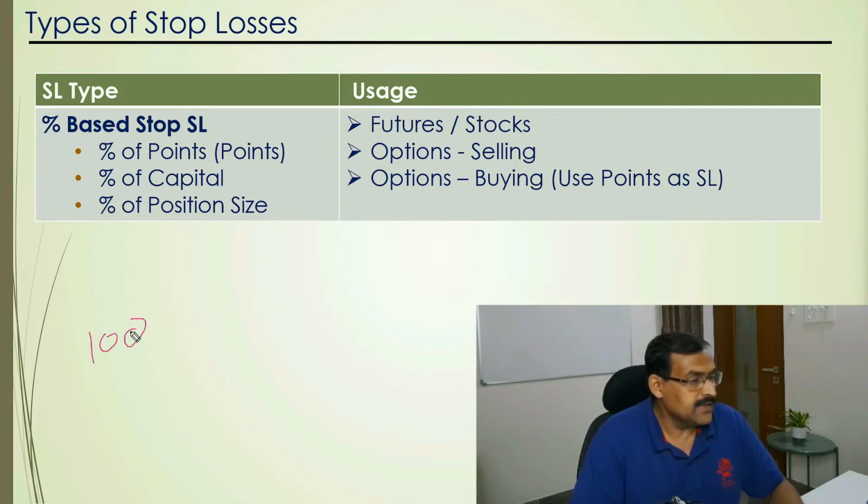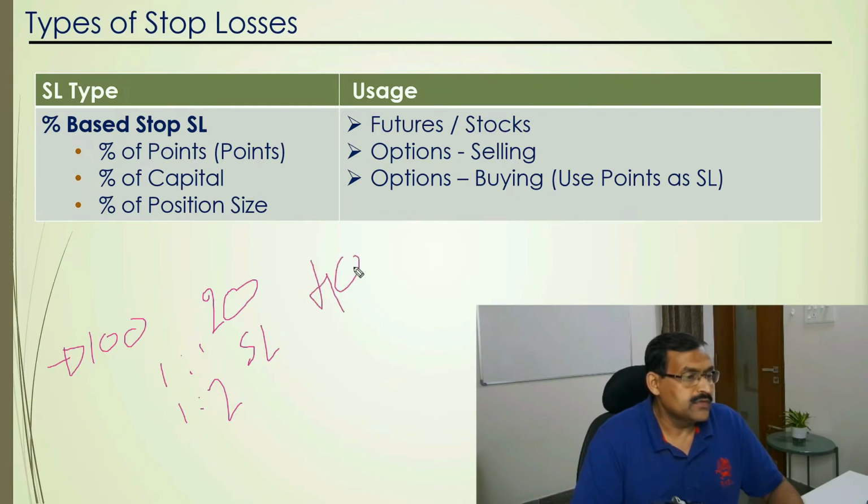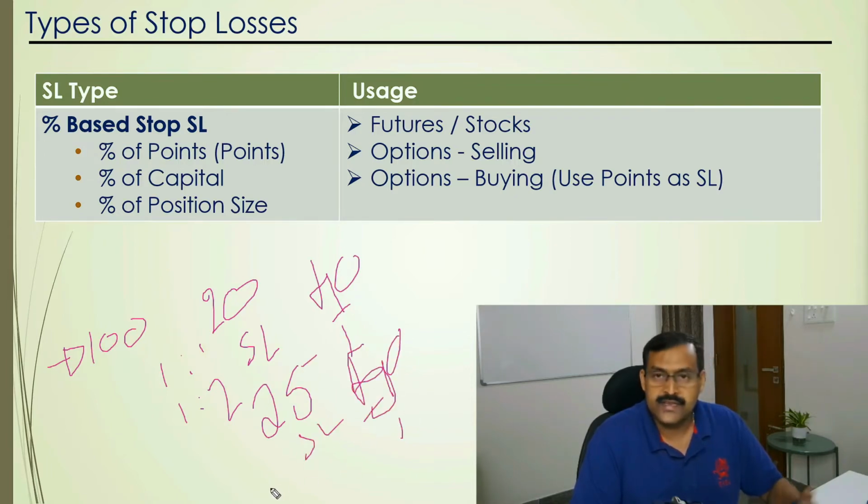And just to touch upon, if the premium or the points that are bought or sold is 100, you can go for 1:1 or 1:2 kind of stop losses. For example, if you choose 20 points as your SL, you need to choose 40 points as the target. If you choose 25 points as the SL, you need to choose 50 points as the target. So that is nothing but the points based stop loss.